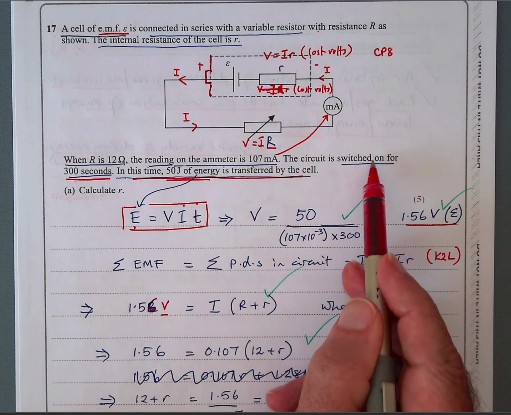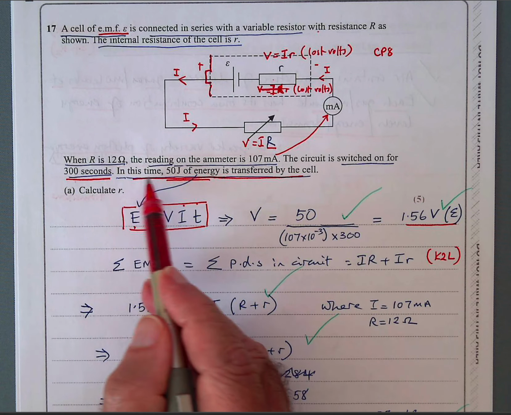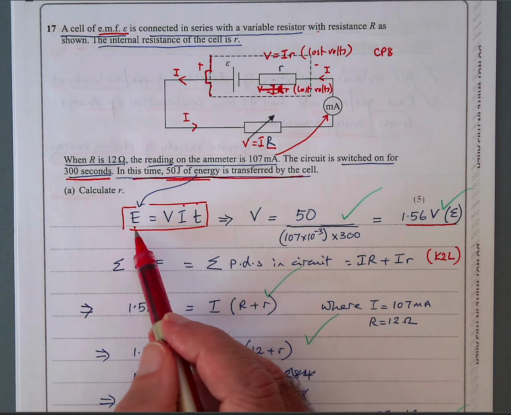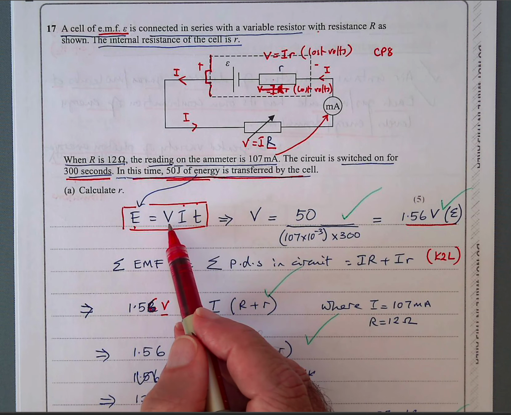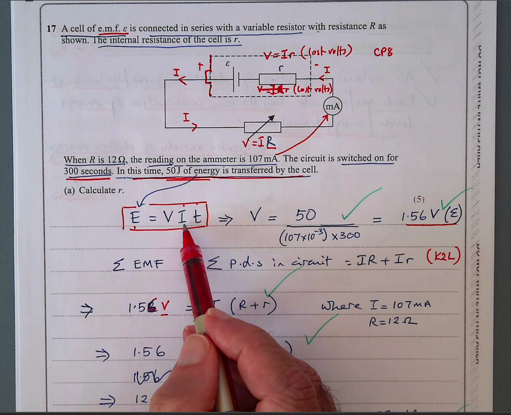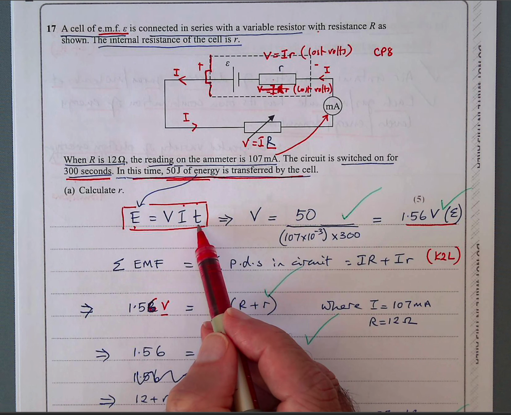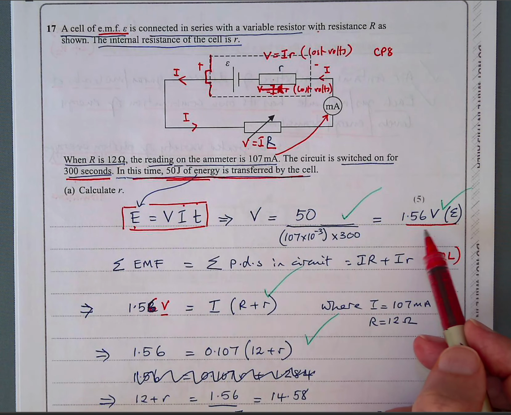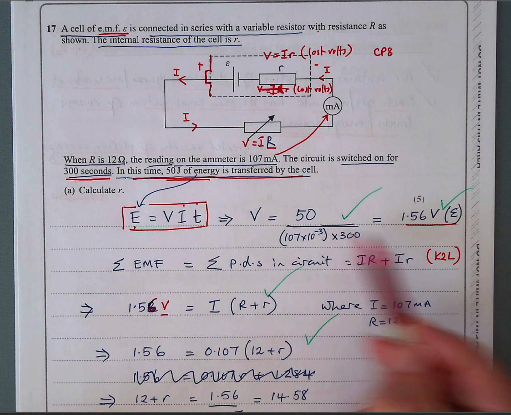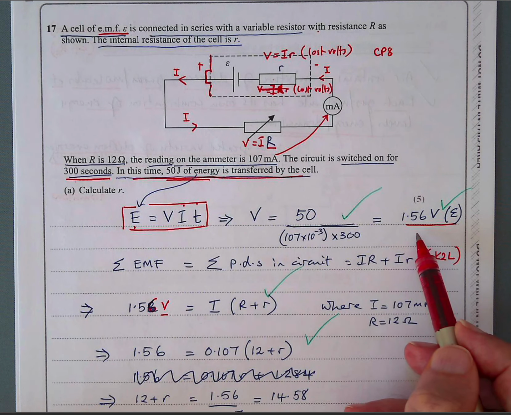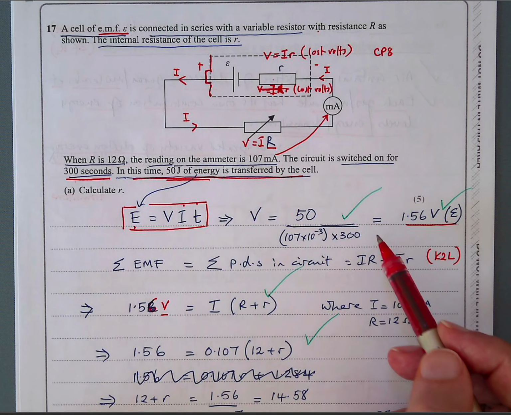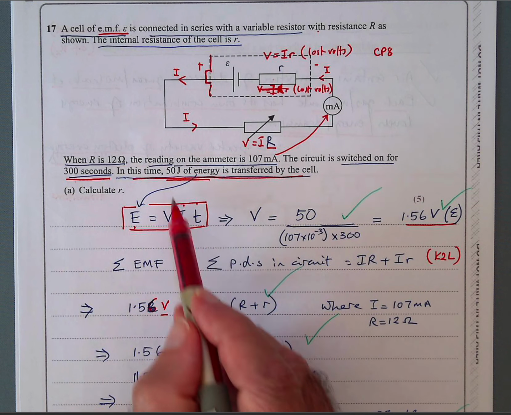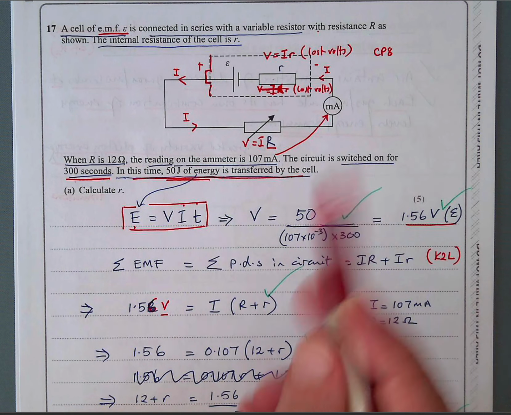The circuit is switched on for 300 seconds. In this time, 50 joules of energy is transferred. So we know the energy transferred is in joules, and it's equal to the voltage that you're using at that value, the current, 107 milliamps, and the time that it's referring to. So this will give us a value corresponding to what they want us to work out. So they're saying this is what's happening. Now obviously that's the total voltage, because that's the energy that is transferred by the cell in total.